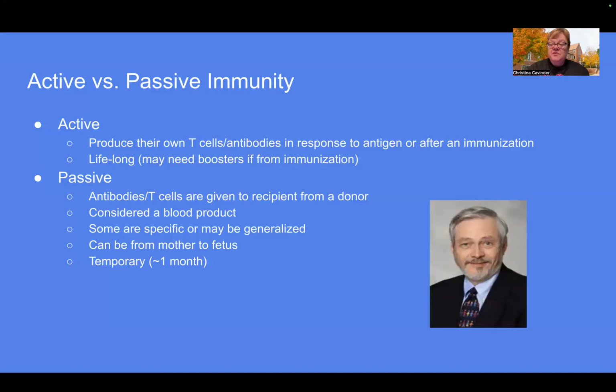It can be from mother to fetus, so mom passes on this immunity to the baby, and then they are protected, but usually it's only about a month. So these do not last very long. Like RSV, now we have a vaccine, but it used to be an immunoglobulin that we would give, and the children would have to get it every month during RSV season. That's just the drawback of this, but it does work pretty well.